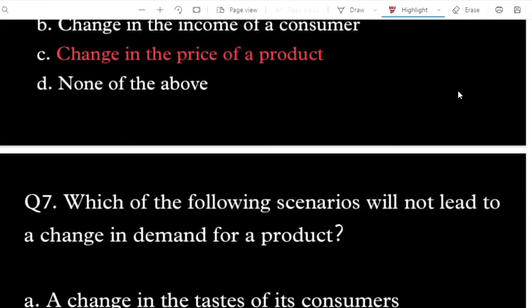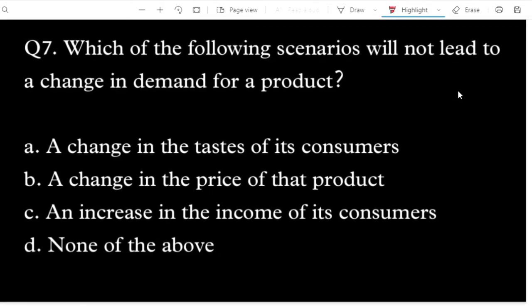Moving on to our next question. Which of the following scenarios will not lead to a change in demand for a product? Option A change in the tastes of its consumers. Option number B a change in the price of that product. Option number C an increase in the income of its consumers. Or option number D none of the above. The answer will be option number D none of the above.